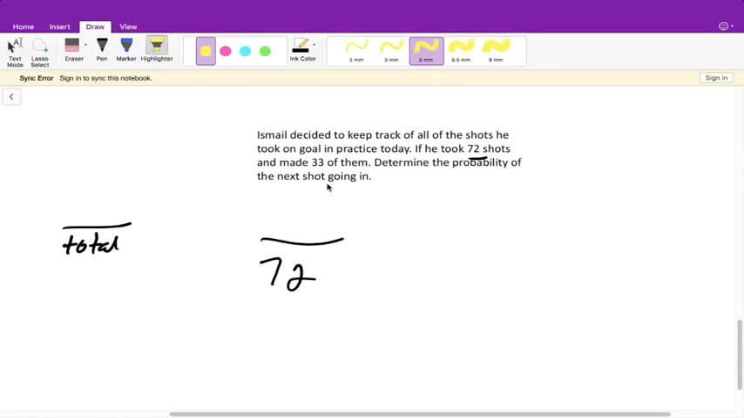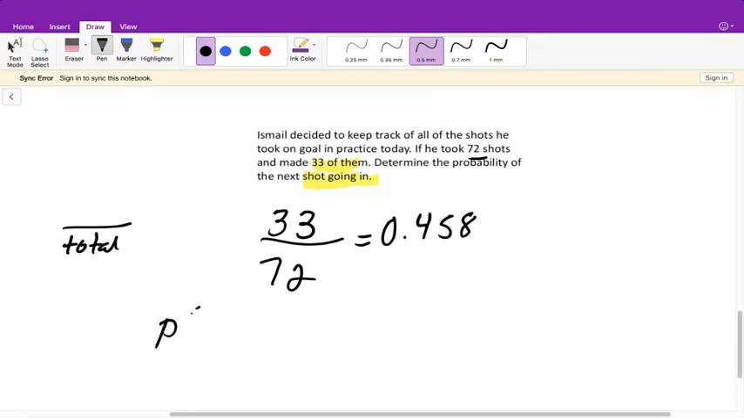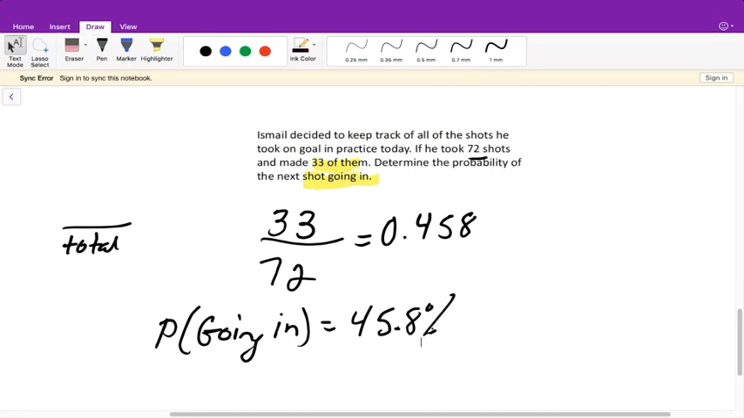And since we want to know what the odds of his next shot going in are, and this says 33 of them made, that means we will use this number and we will put it 33 over 72. And then we just divide that, and that tells us 0.458. So the probability of going in is equal to 45.8%.